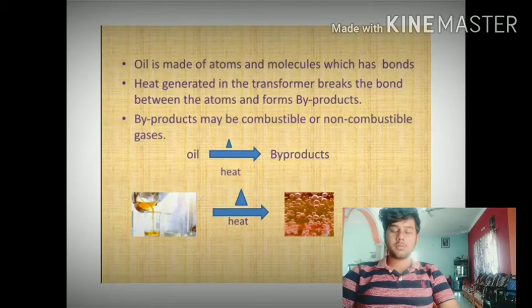Transformer oil is made up of atoms and molecules, specifically carbon and hydrogen atoms. These atoms are bonded together through chemical bonds. Whenever there is a fault in a given transformer, heat is generated. This heat is sufficient to break down these bonds and form byproducts. These byproducts can be combustible or non-combustible gases.